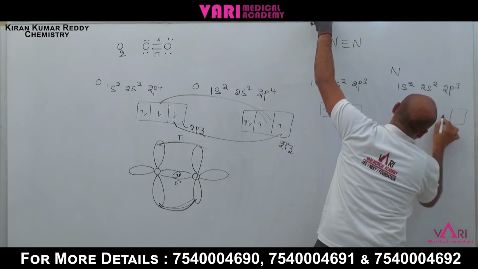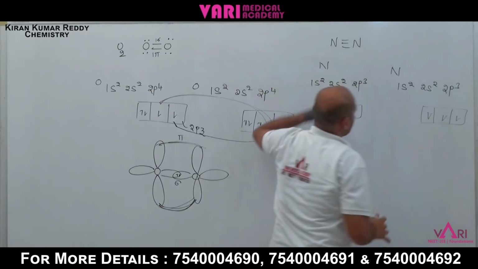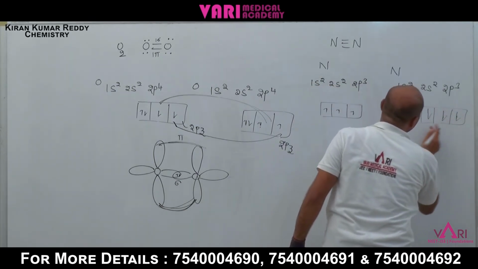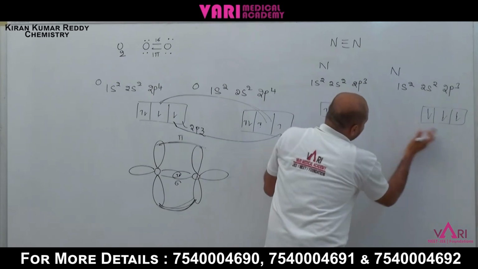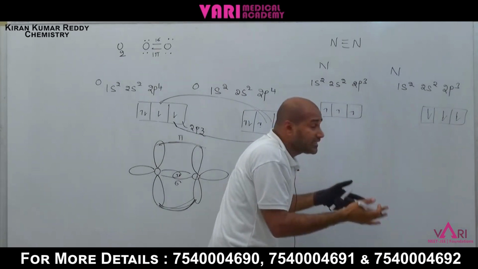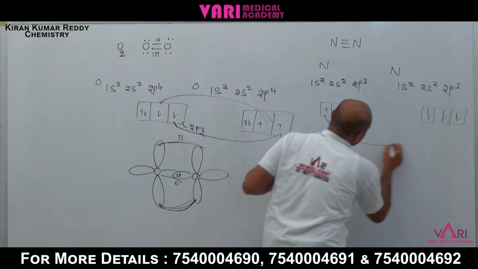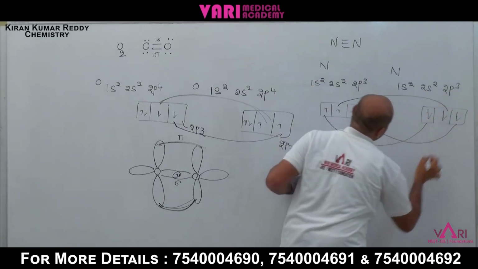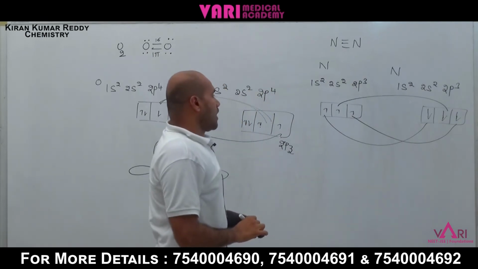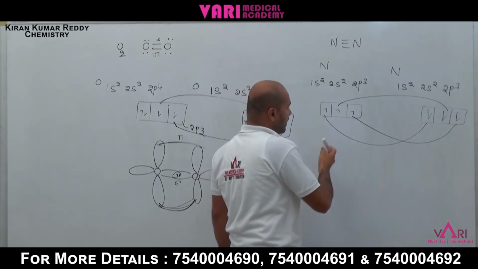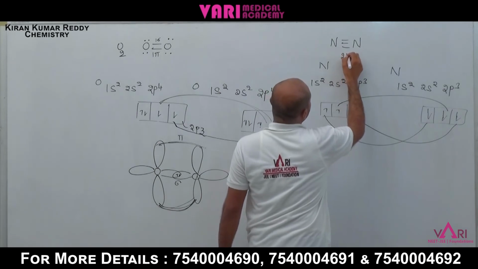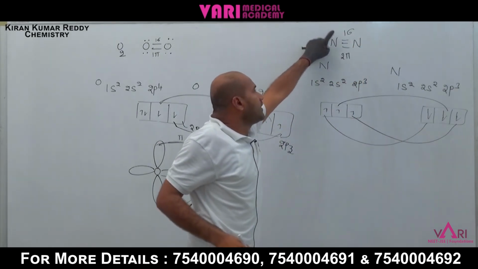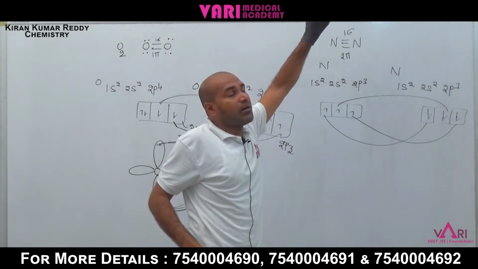What is the VBT? VBT means half-filled orbitals with electrons of opposite spin overlap. Now this one overlapping, and this one overlapping, and this one overlapping. Now how many pi bonds are present? 2 pi bonds are present. 1 sigma bond is present. 1 sigma bond and 2 pi bonds in a triple bond.